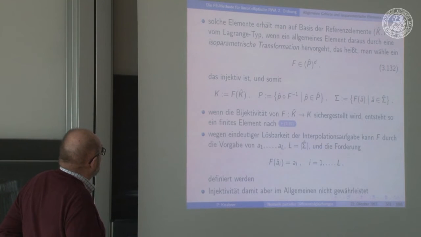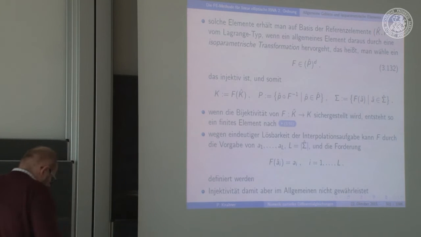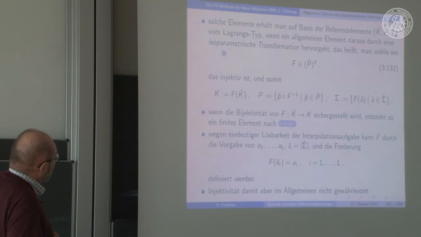Now let's go on and see how this again relates to the situation with the curved boundary. Let's discuss isoparametric elements. As I said already, in the isoparametric ansatz we have a reference element as we had till now, K hat, P hat, Sigma hat for the degrees of freedom. Let's assume that this is of Lagrange type to simplify. But now the transformation is not affine linear. It's not P1 in each component, but P hat in each component.